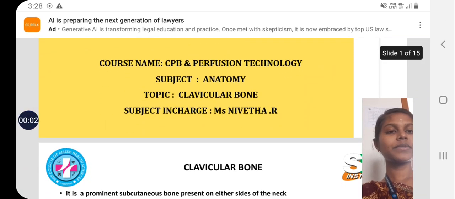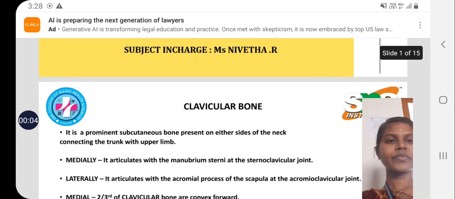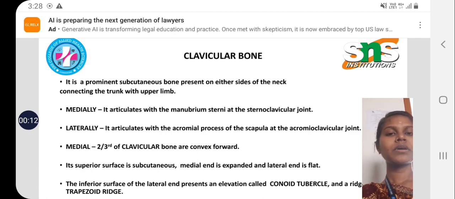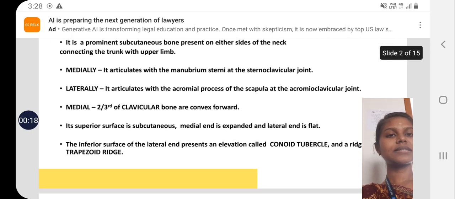This session is going to be about the clavicular bone. The clavicular bone is a prominent subcutaneous bone present on either side of the neck, connecting the trunk with the upper limb. Medially it articulates with the manubrium sterni, forming the sternoclavicular joint. Laterally it articulates with the acromial process of the scapula at the acromioclavicular joint.